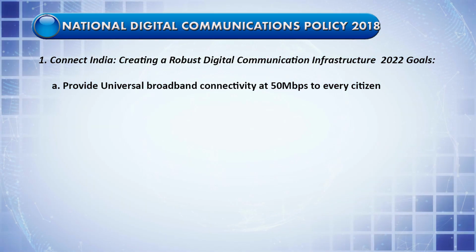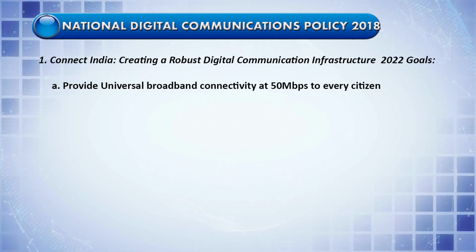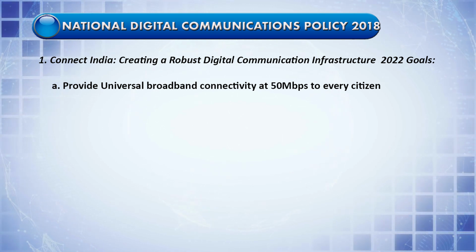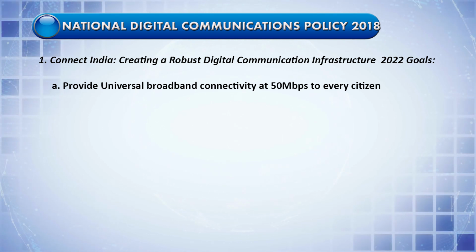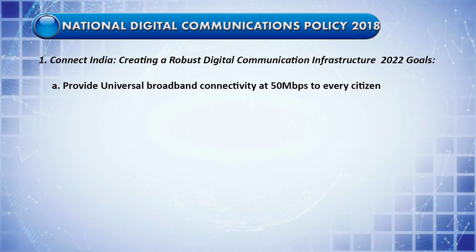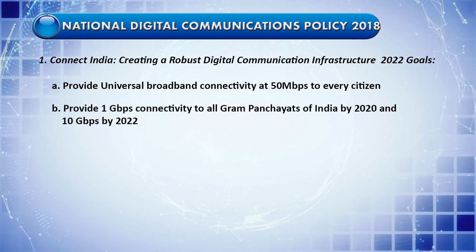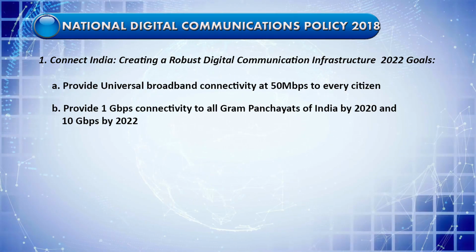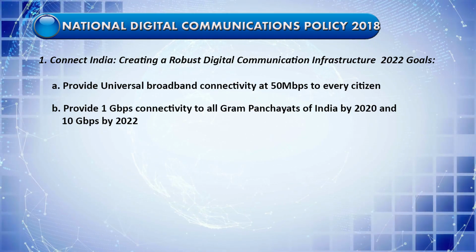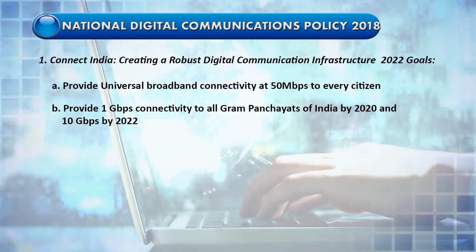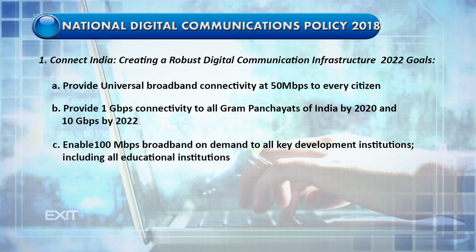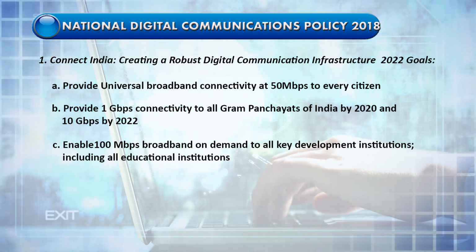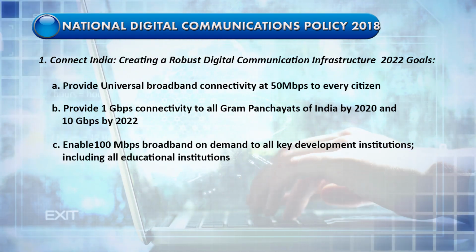The International Telecommunication Union is targeting 60% of households and 70% of individuals with a broadband connection of 10 megabits per second. We are providing a little higher range of connectivity to all individuals, and providing 1 gigabit per second connectivity to all gram panchayats of India by 2020 and 10 gigabits per second by 2022. Enabling 100 Mbps broadband on demand to all the key development sectors, including education institutions, by 2022.